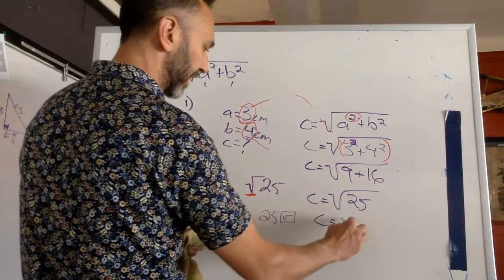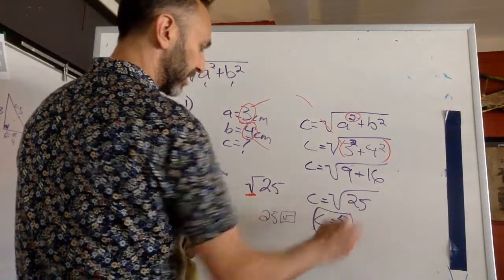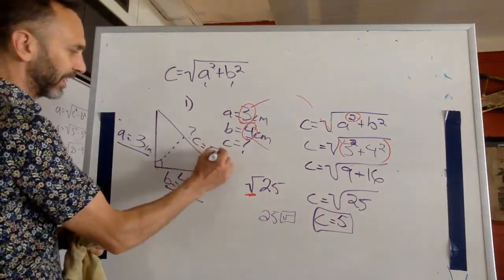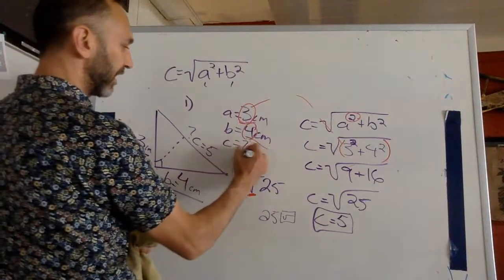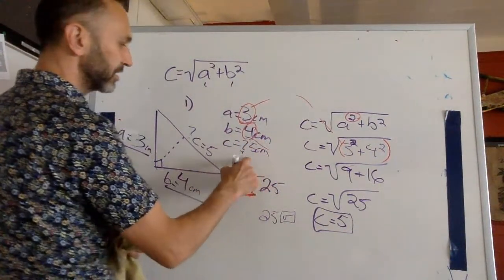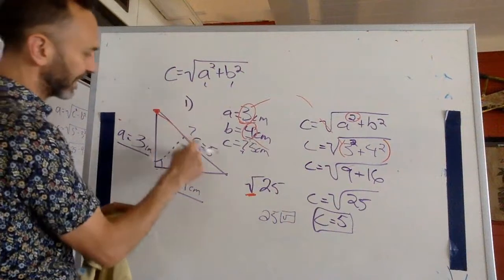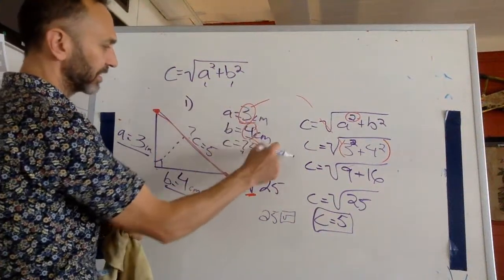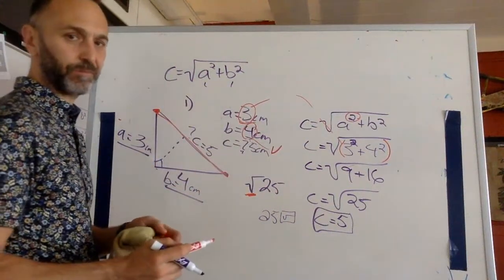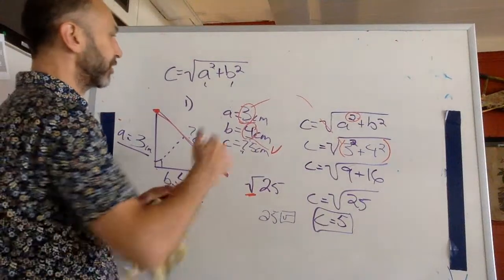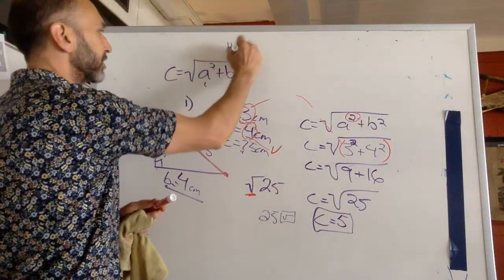So the square root of that is going to be 5. I put it into my diagram, centimeters, because C must be the longest side. So is it the longest? Yep. Okay, good to go. So that's how you do it if you don't know the hypotenuse.